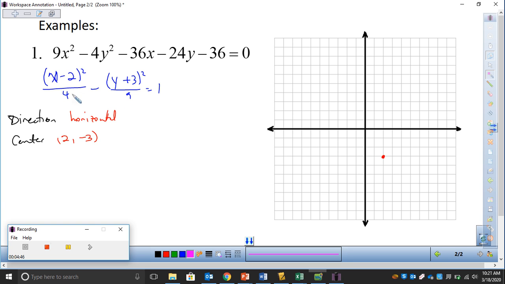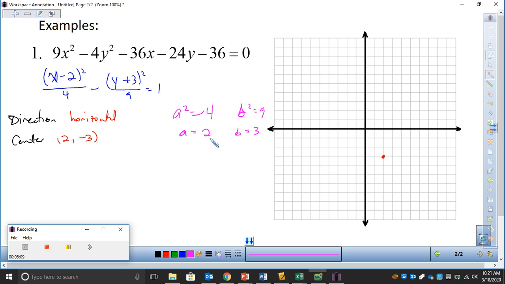I know 9 is bigger. That doesn't matter with hyperbolas. So a squared is going to be equal to 4. B squared is going to be equal to 9. A equals 2. B equals 3.